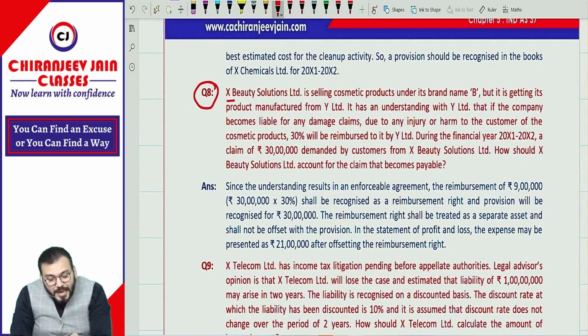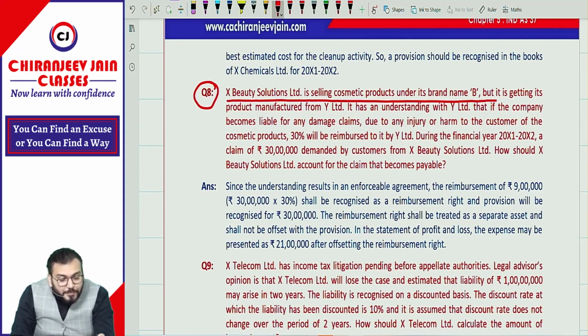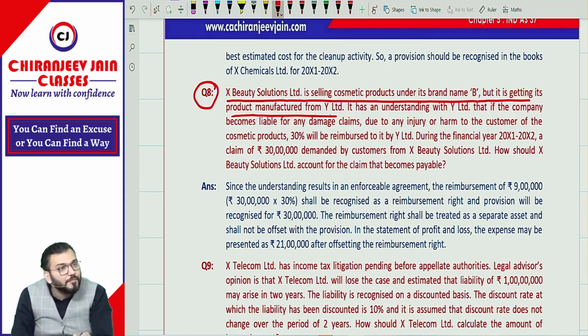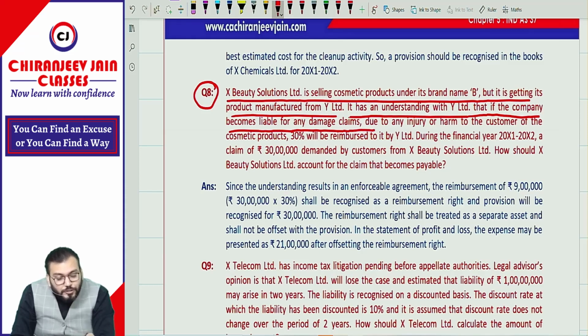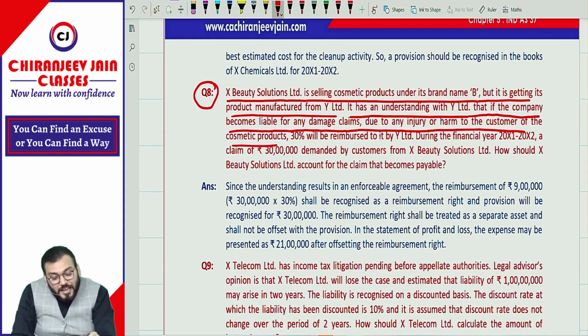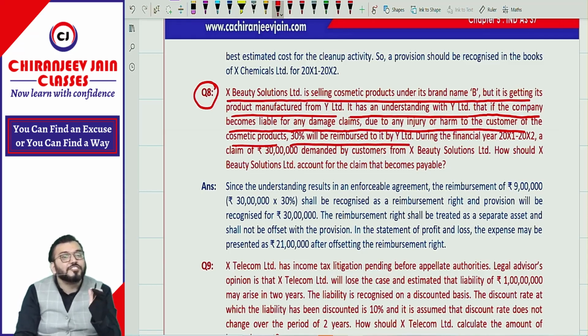Question number 8. X Beauty Solution Limited is selling cosmetic products under its brand name B, but it is getting its products manufactured from Y Limited. It has an understanding with Y Limited that if the company becomes liable for any damage claim due to any injury or harm to the customer of the cosmetic product, since when we apply cosmetic products there may be some skin damage, 30% will be reimbursed to it by Y Limited. There is an understanding.